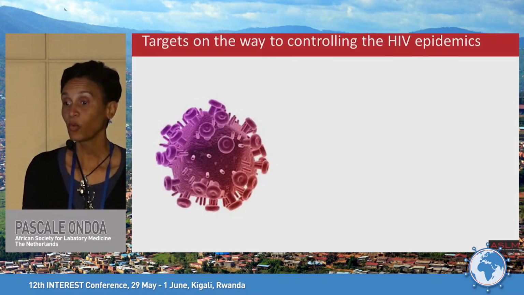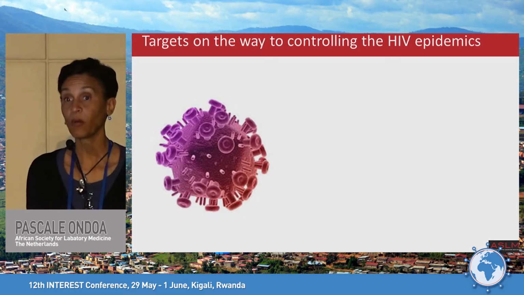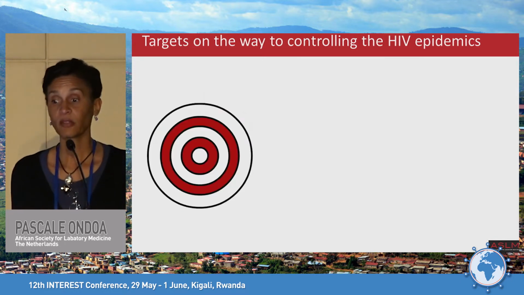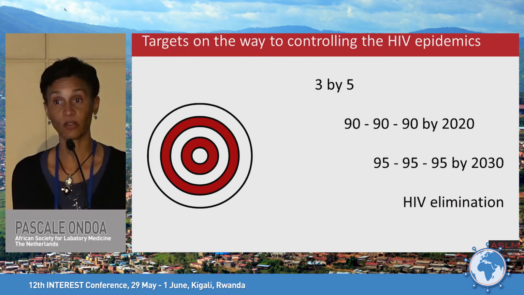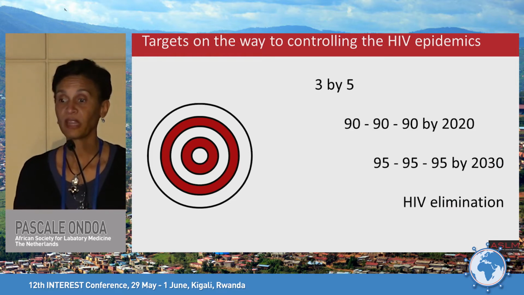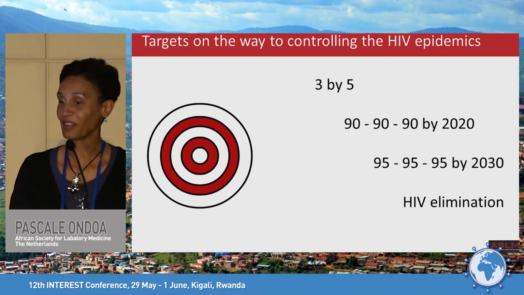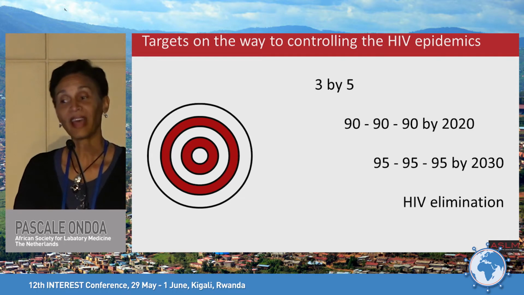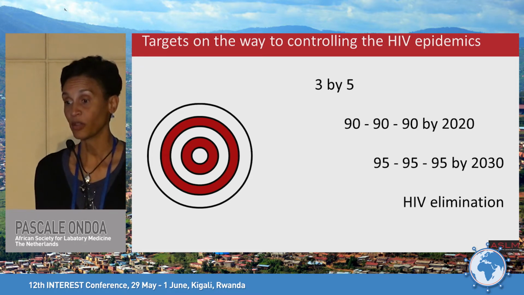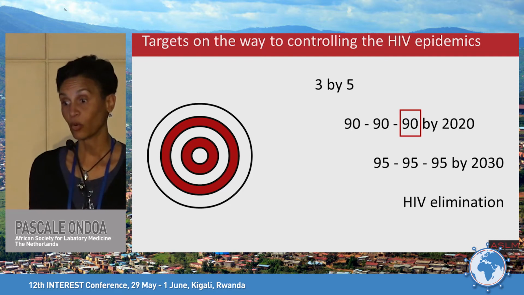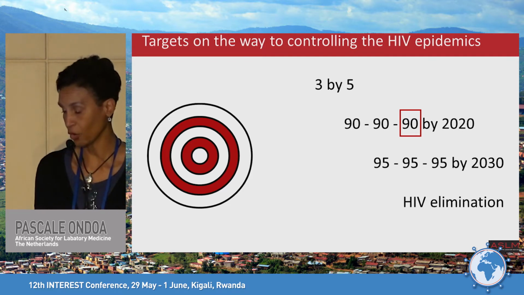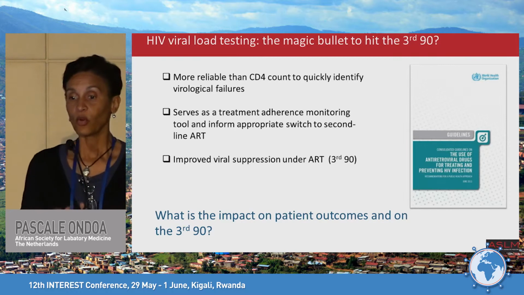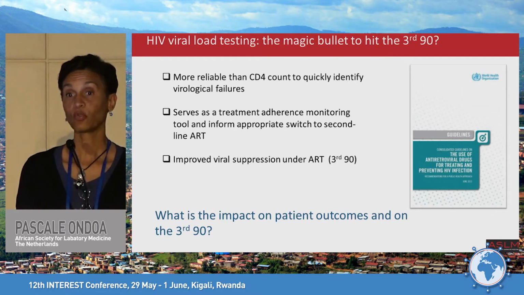On the way to controlling the HIV epidemic, we have been working based on targets that have been articulated by WHO or UNAIDS. We had many years ago the 3x5, and now we are in the 90-90-90 by 2020, which have been upgraded to the 95-95-95 by 2030. And I think in the near future, we'll talk about HIV elimination. But right now, today, we are going to talk about the third 90 and how viral load can contribute to that. So is viral load testing the magic bullet to hit the third 90?